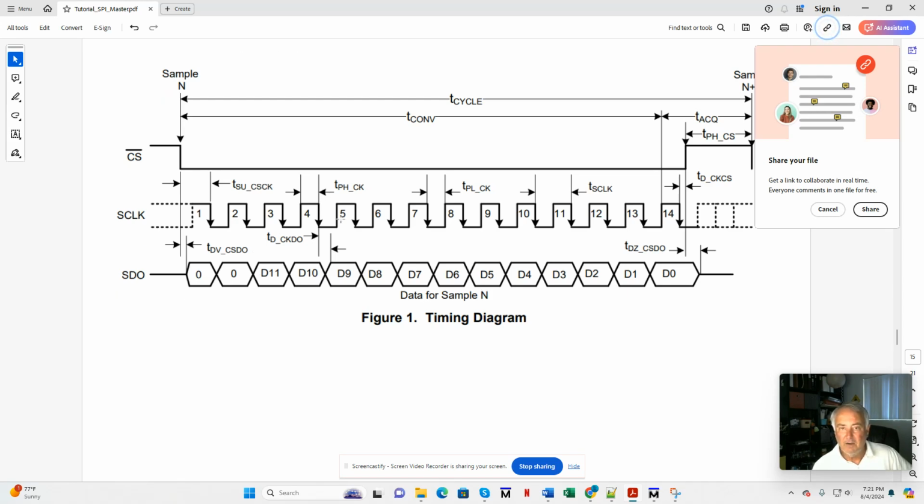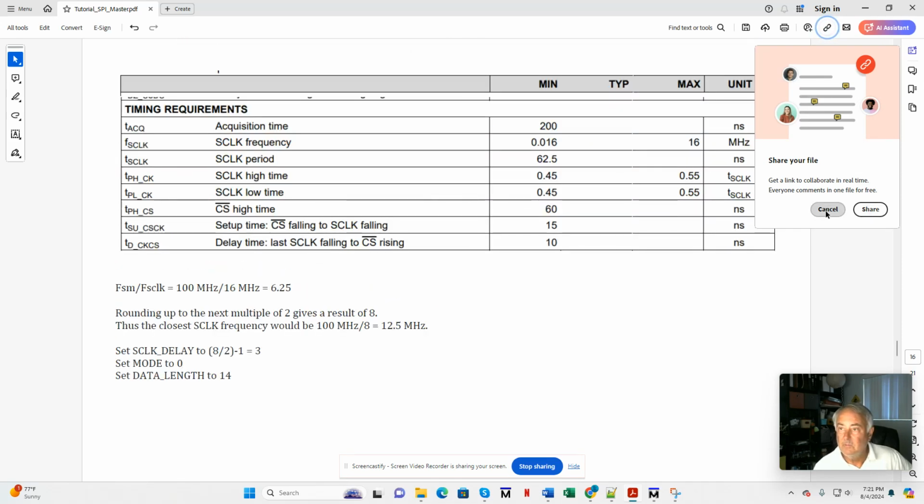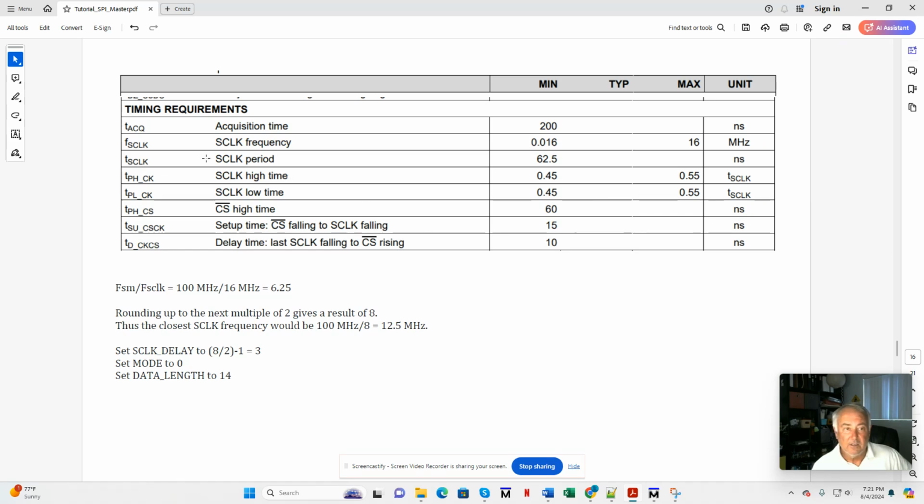So let's have a look at what our maximum S clock frequency is. I don't know why I got that. Okay, so FS clock, maximum is 16 megahertz. All right, let's go with that. 100 divided by 16, 6.25. Next multiple of 2 gives us 8. So we can run our S clock at 12.5 megahertz with our 100 megahertz sample clock. And then our S clock delay becomes 8 divided by 2 minus 1 is 3. It's mode 0, and the data length is 14.